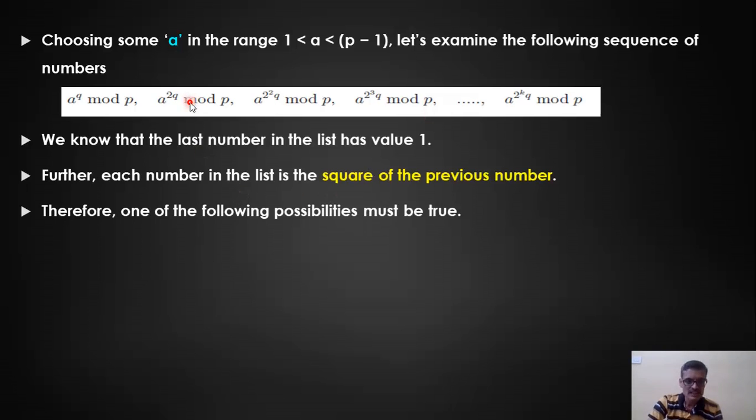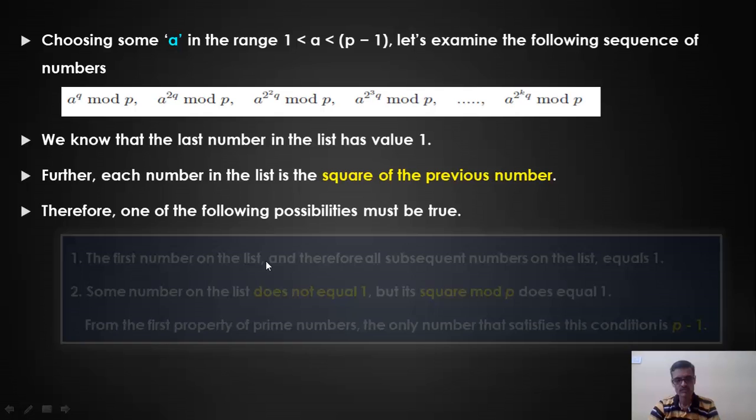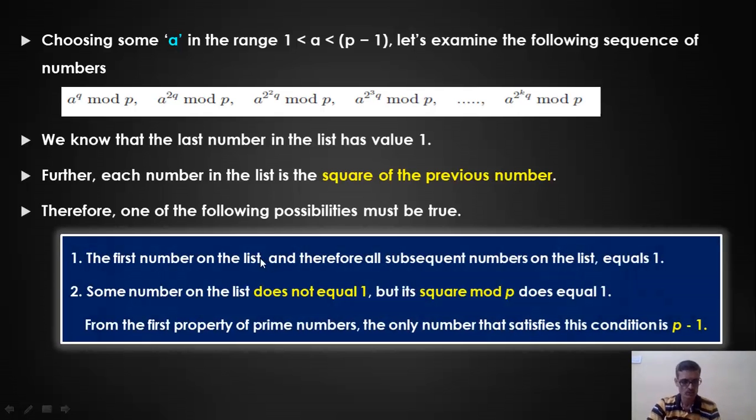Each number in this series is nothing but the square of the previous number. So this number is the square of the previous number, and this number is the square of the previous number. Therefore, one of the two possibilities should be true. The first number on the list, and therefore all the subsequent numbers on the list, should be equal to 1. If this is equal to 1, the square of all these numbers will be equal to 1. Or some number on the list does not equal 1. So this number may not be equal to 1, this number may not be equal to 1, but the square of the previous number may be equal to 1. And that number is always p minus 1 if p is a prime number.